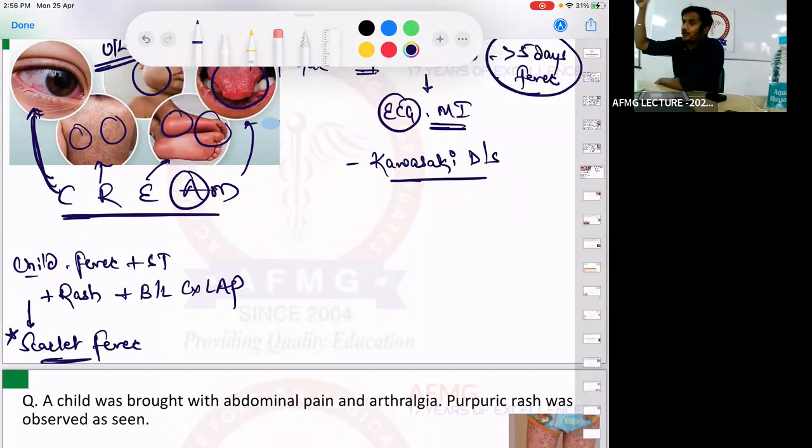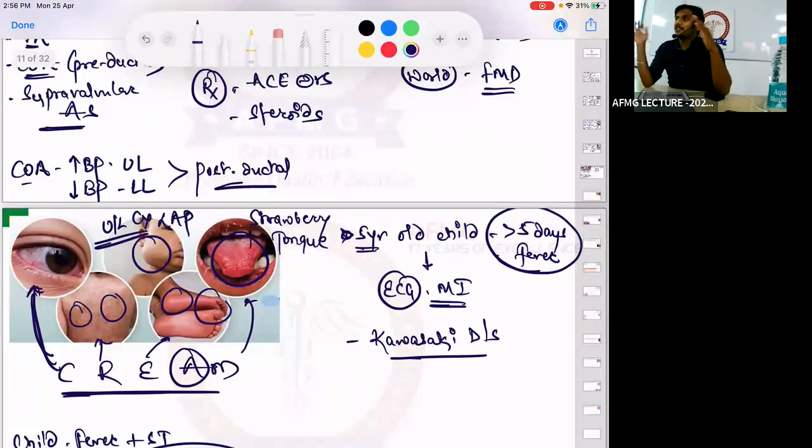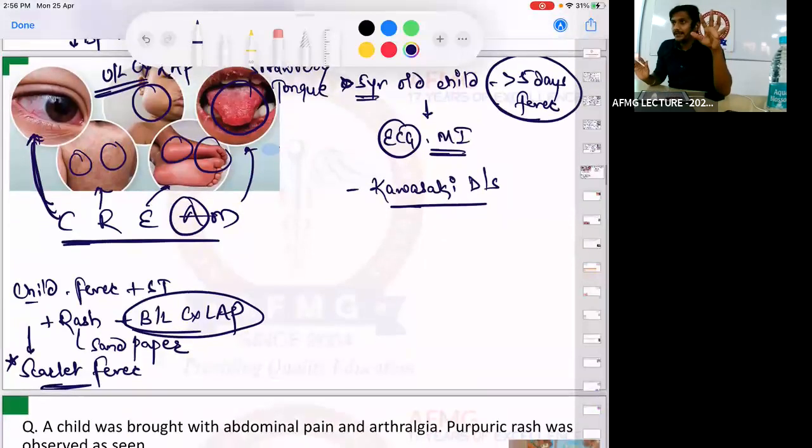First of all there would be fever, mucosal involvement in the form of strawberry tongue. There would be a rash, and they will describe this rash as having sandpaper consistency. Very rough rash is there. And which type of lymphadenopathy? Bilateral lymphadenopathy. Unilateral lymphadenopathy with all these features would be Kawasaki disease.